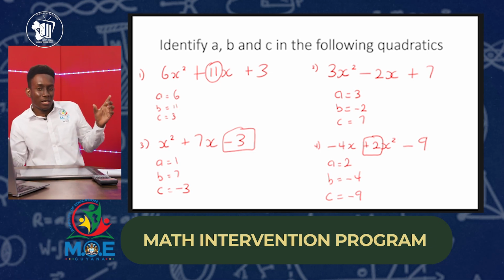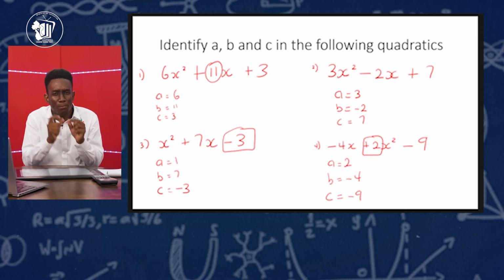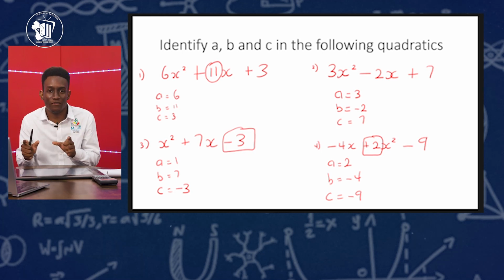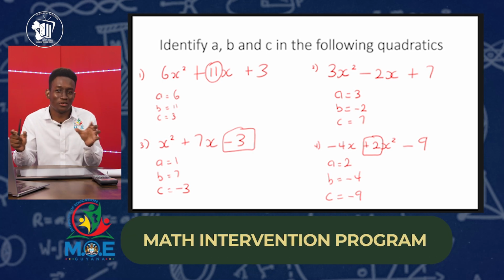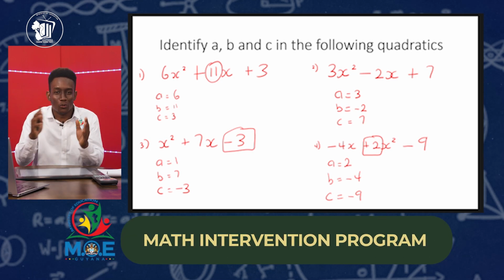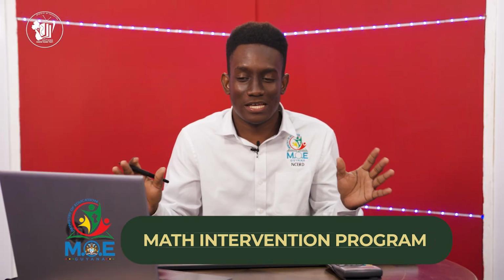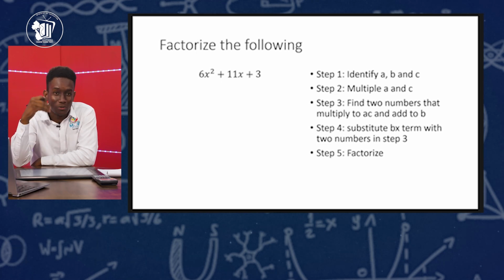And that is a very crucial part of factorizing a quadratic. We must be able to identify what is A, B, and C. If we don't effectively identify what is A, B, and C, then we are already putting ourselves in a bad light to work with quadratics. So now that we have a good understanding of identifying A, B, and C, let's look at how we factorize a quadratic. So I have a list of steps that you will have to follow to factorize a quadratic.